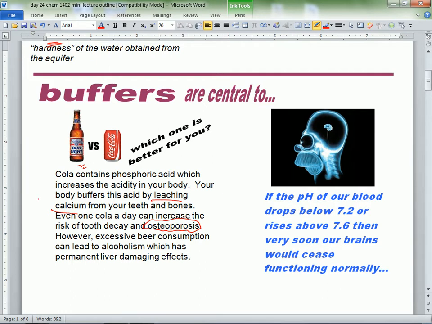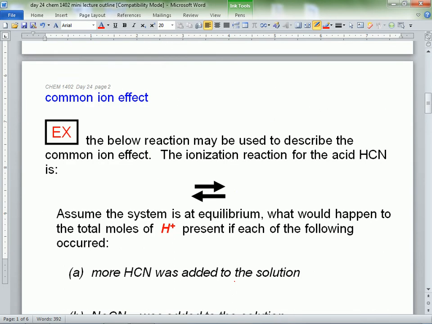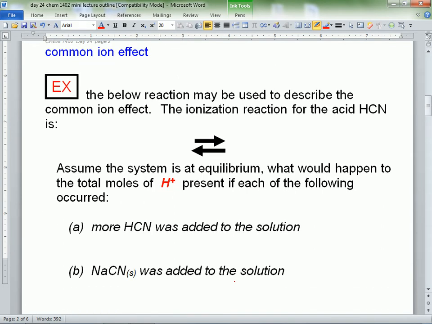In your body, it's important that the pH is regulated in your blood. Otherwise, some serious things can happen. So buffers, they're all over the place, and they're important. I changed your directions a little bit here. I've got the below reaction may be used to describe the common ion effect, and I'm referring to the ionization reaction, or the Ka reaction, Daisy, of HCN. How would you write the Ka reaction, or the ionization reaction, or the dissociation reaction? They're all the same thing, of hydrogen cyanide.